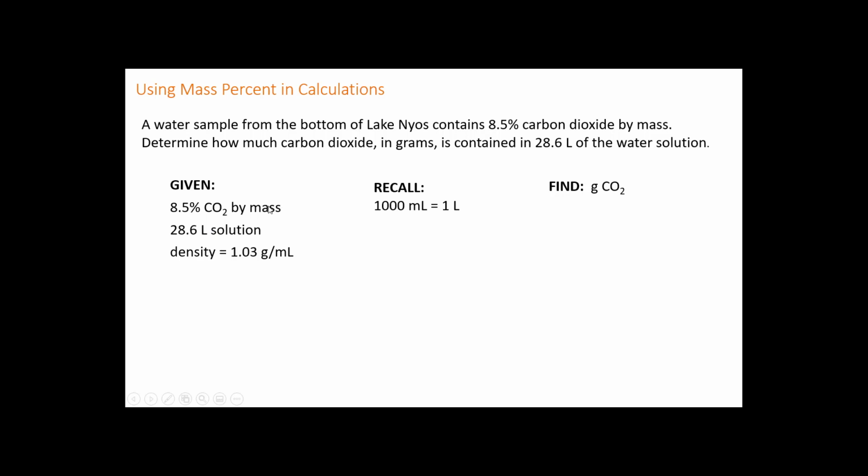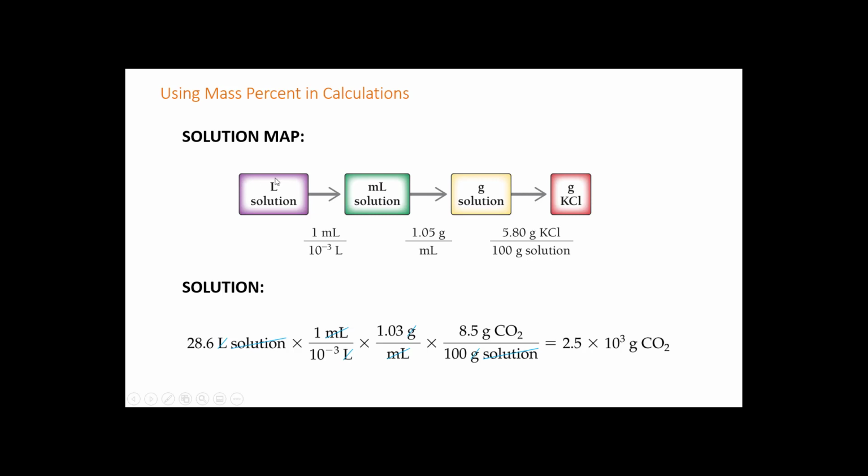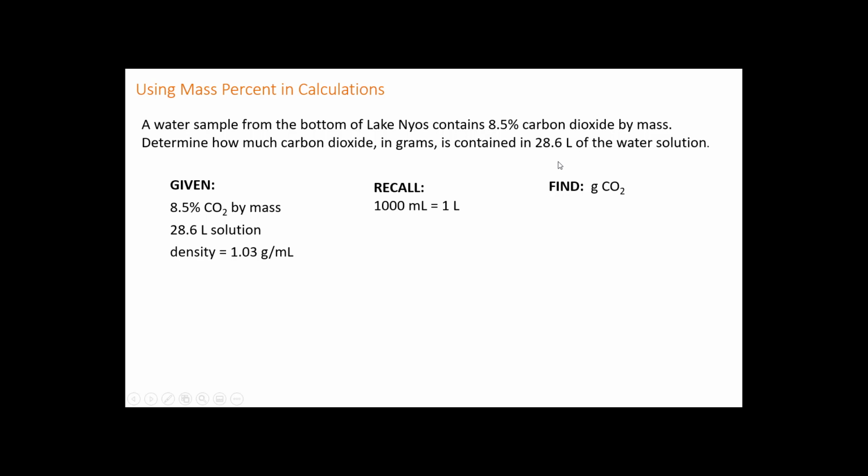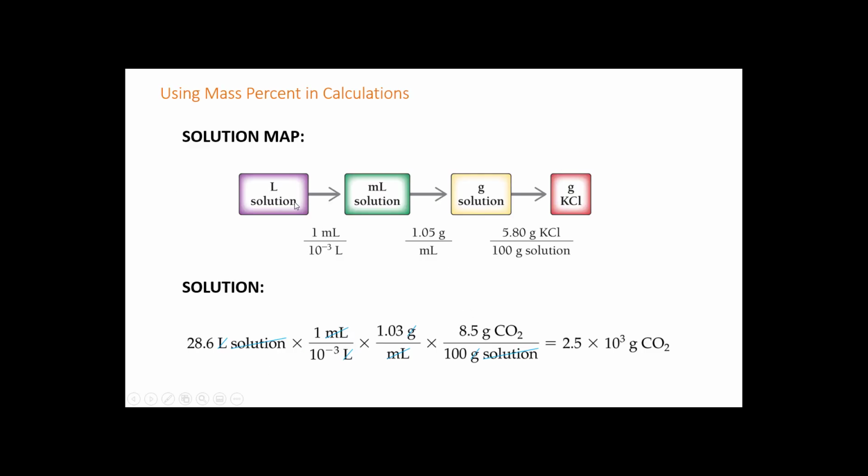So in this case, we're given volume, but how do we get to grams? That's through density. Density will help you with that, but you have to convert it to mils in order to get to that. So here's the stepping stone for this. We're going to start with the solution. The solution was the 28.6 liters. I know it's down here, but I really don't want to look at that yet.